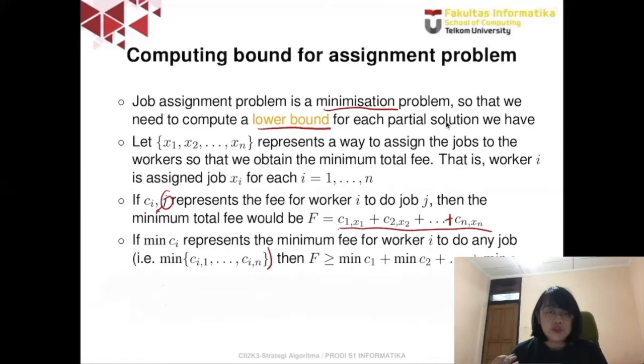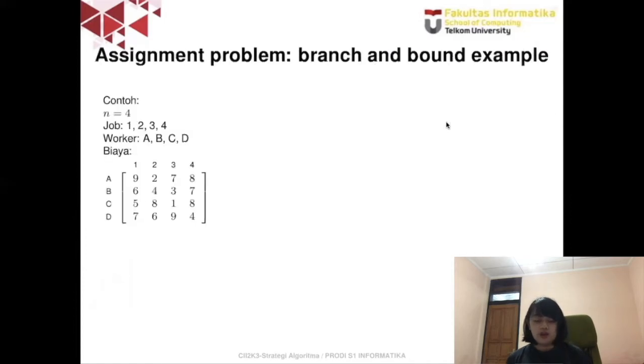But for the partial solution, we can adjust the lower bound with the solution we have constructed, and also the solution we have not yet determined. Okay, let us go to the example for a better idea.